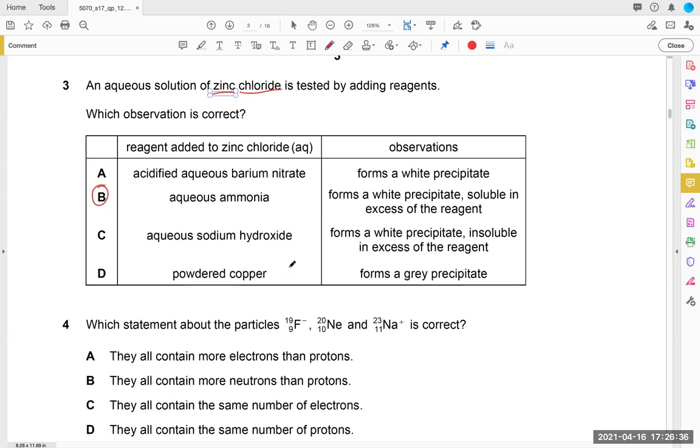And with powdered copper, nothing will happen because zinc is more reactive than copper. Yeah, if you had something that was more reactive than zinc, then it would have reacted and gray zinc would have come out as a result of a redox reaction. So if I had added magnesium here, we would have seen the gray precipitate of zinc. But again, it would be hard to separate it from magnesium, which is also gray.